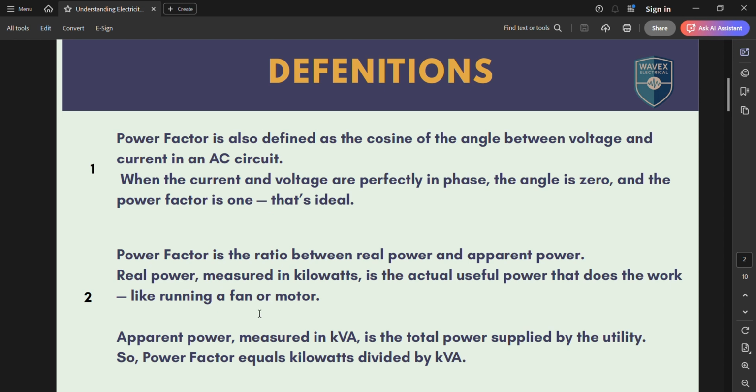And what is apparent power? Apparent power, measured in kilovolt amperes, is the total power supplied by the utility. So the power factor equals kilowatts divided by kVA. What is kilowatts? That is the real power, and kVA is the apparent power. So what is the real power, what is apparent power? How can you understand this?